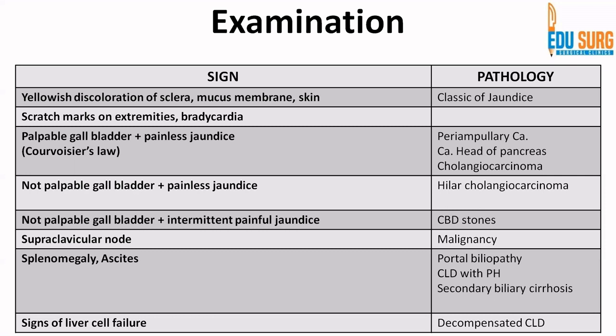Never forget to examine the supraclavicular node in cases of obstructive jaundice, as it's a marker of advanced malignancy. If there is presence of splenomegaly or ascites or both, you may be having a case of chronic liver disease with portal hypertension with jaundice, or a case of portal cavernoma cholangiopathy or portal biliopathy, or it may be secondary biliary cirrhosis. These are complicated cases, but these are asked in exam.